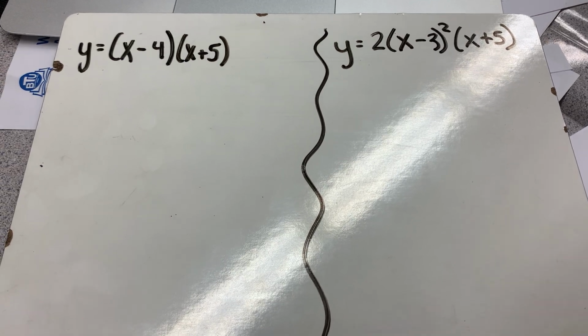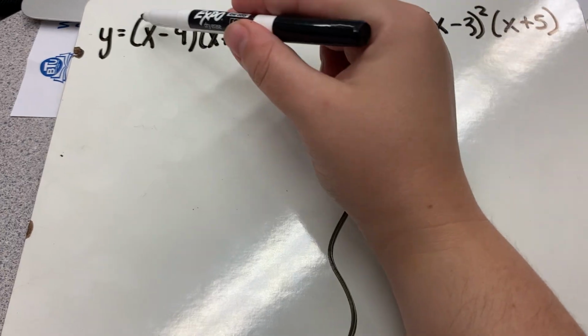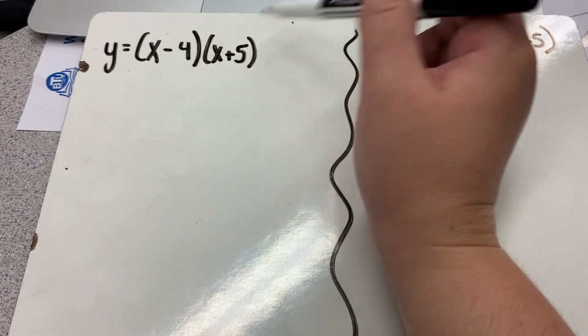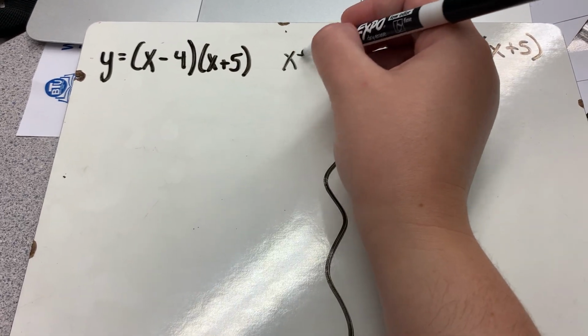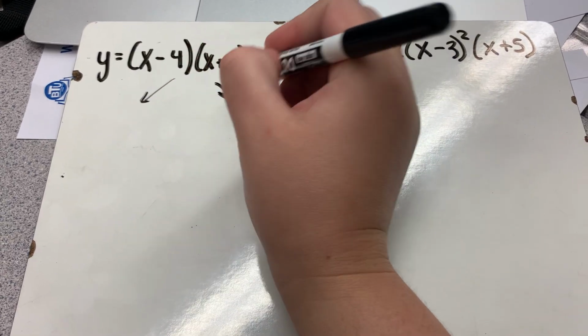So how can I find the zeros of a function from its factored form? Factored form means that it's in these parentheses. These are their factors. And so to find the zeros of it, that means to find the value of x. Now I'm just going to separate these.